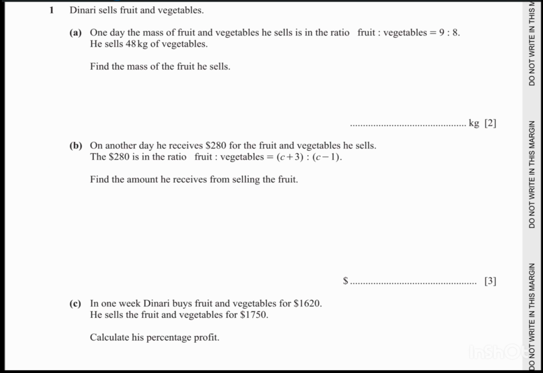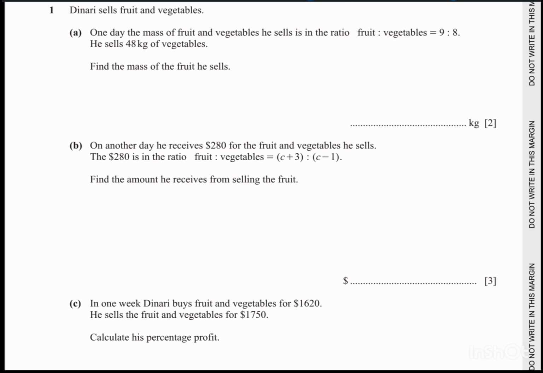Question number 1. Dinari sells fruits and vegetables. Question A. One day the mass of the fruit and vegetables he sells is in the ratio fruits to vegetables 9 to 8. Find the mass of the fruit he sells.